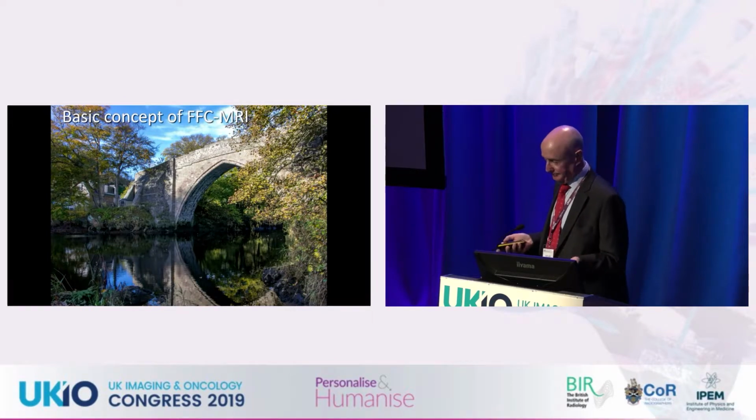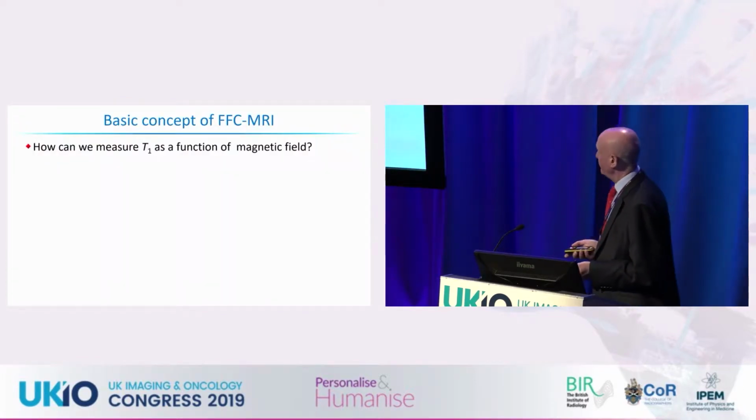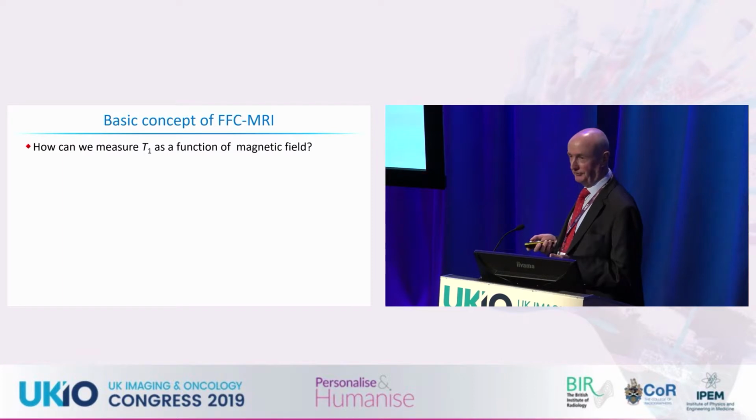So how does this work? What's the basic concept of FFC, MRI, and dispersion imaging? So how could you go about measuring T1 as a function of magnetic field? There are really three potential ways of doing that.